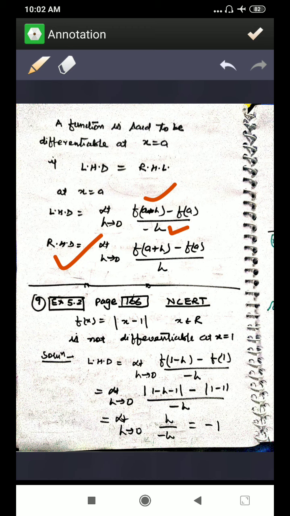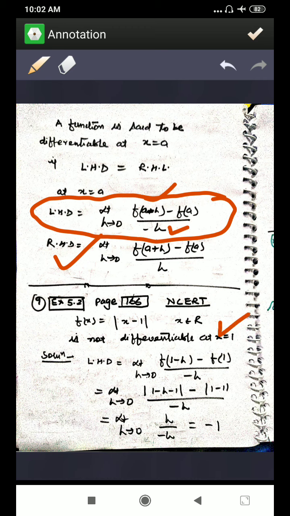It is very simple. First I will calculate the left hand derivative. While calculating the left hand derivative, I will use this formula. As we have to calculate the derivative at x equal to 1, in this formula I have replaced a by 1. What is a? The point at which we want to calculate differentiability. So I have modified this formula according to this question. It is limit h tends to 0, f of 1 minus h minus f(1), and I have replaced a by 1 because I have to calculate differentiability at x equal to 1.